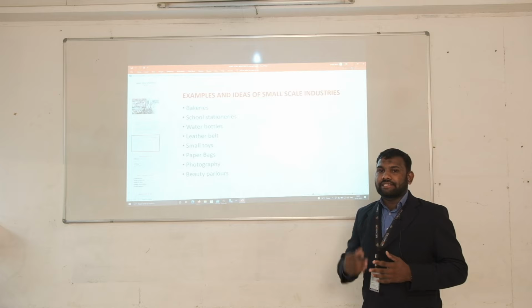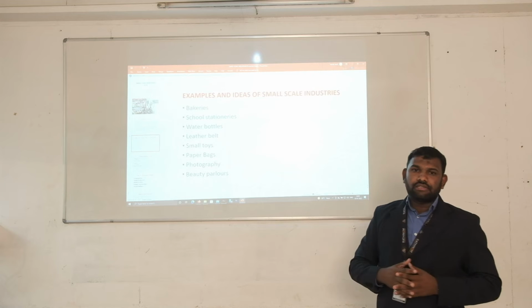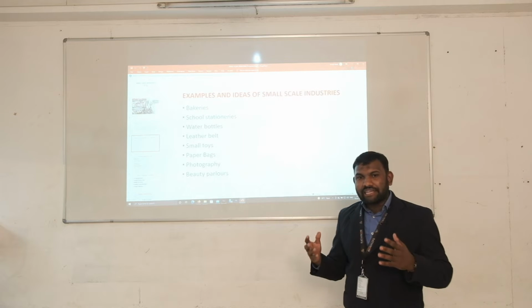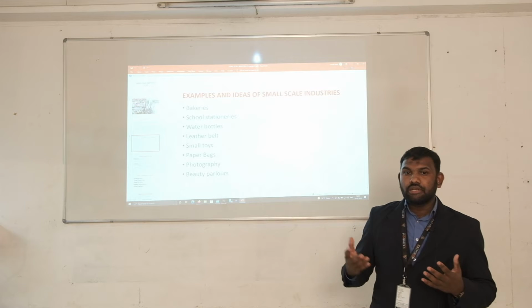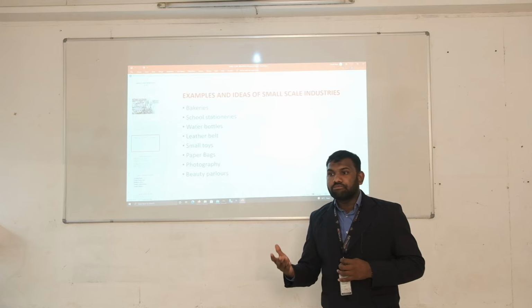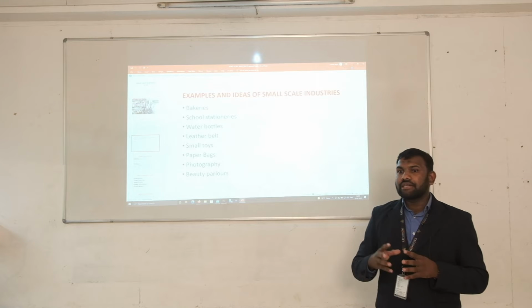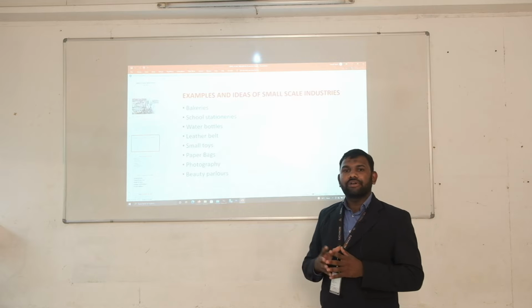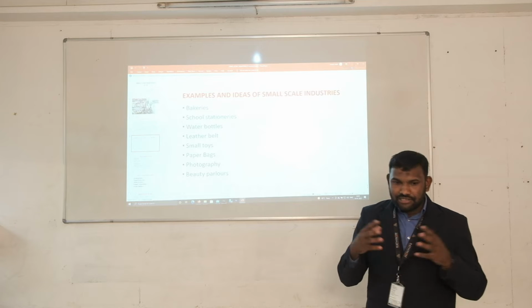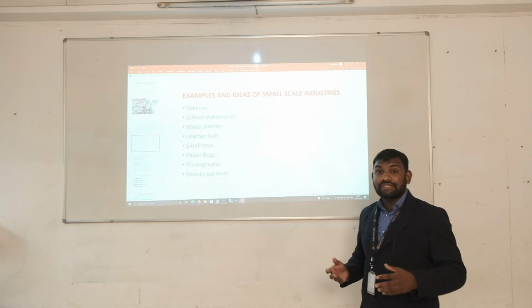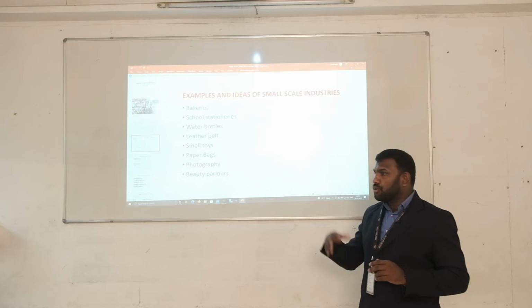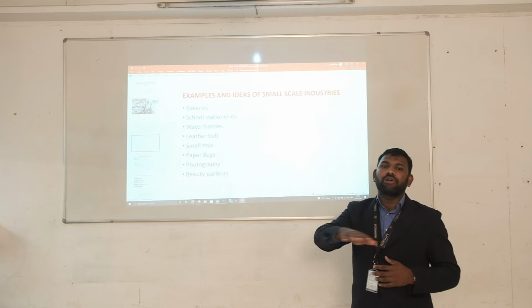Then I will give some examples. Bakeries: we are familiar with many bakery items, like sandwiches and samosas. They produce these kinds of food items. These industries are also called small scale industries. Why? Because the investment is only a low amount. So we can easily understand these are small scale industries.